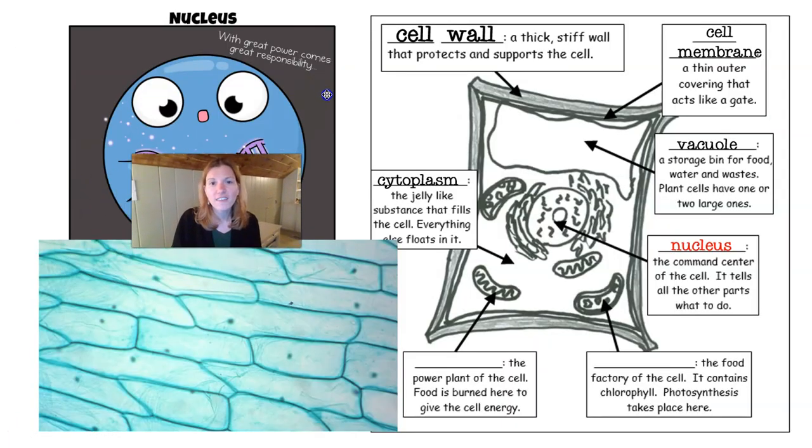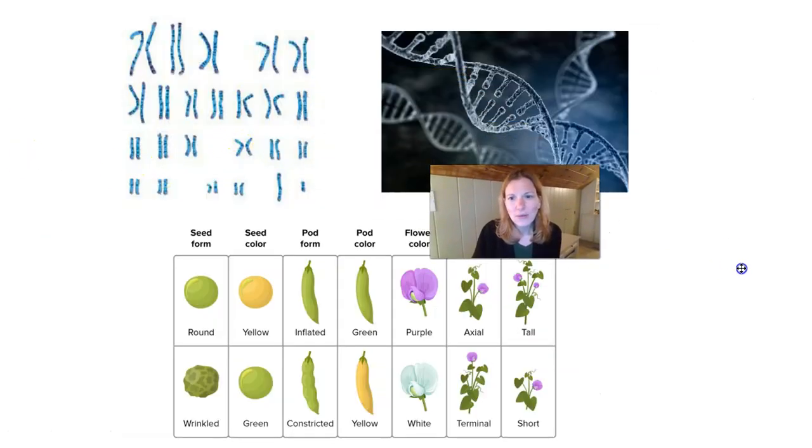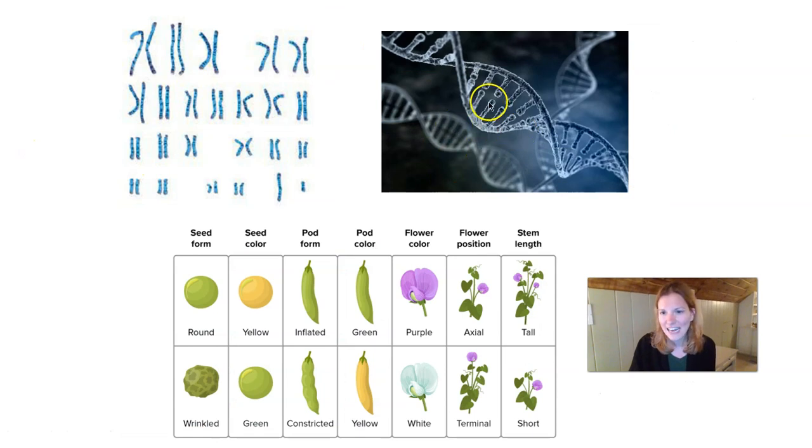Now, just like an animal cell, plant cells also have the nucleus as the command center, telling all the other parts what to do. It does include those chromosomes that have DNA in them. And for a plant, that DNA is the programming that tells it what color it's going to have for its seed and its pod, and what the seed's going to look like, what color the flowers are going to be, how the flowers are going to be positioned on the plant. All of that is determined by that nucleus, by the DNA that's in that nucleus of each one of them.